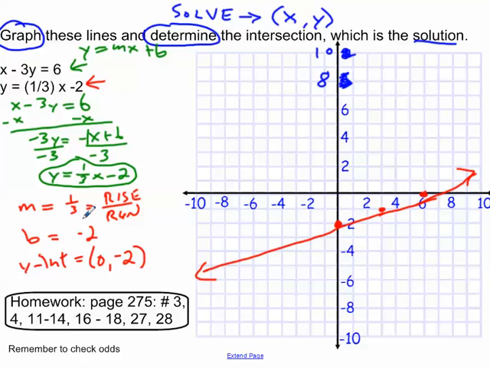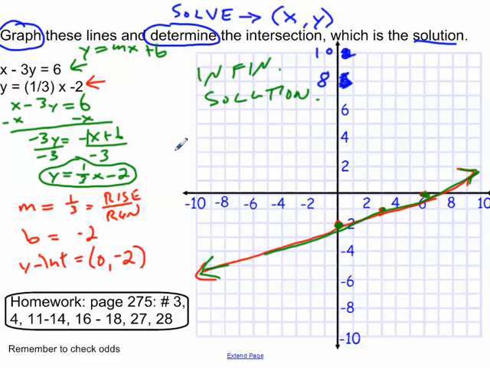But if we graph our green line as well, the slope is 1/3 and the y-intercept is negative 2, so our green line is right there as well. Our slope does the same thing: up 1, over 3, rise of 1, run of 3, and again we've got the same line right there. So when we graph it, that's what the graph looks like. So what's our solution? An infinite number of solutions.